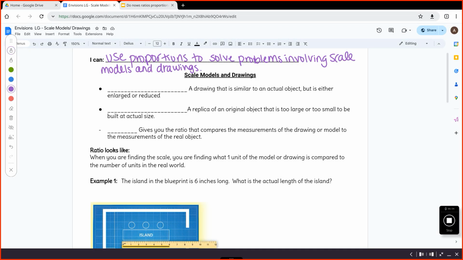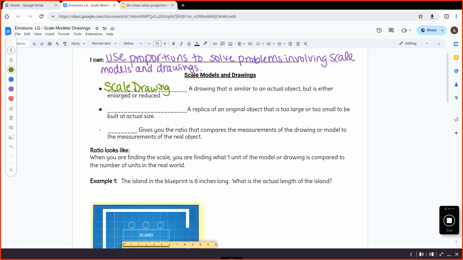In this video we are going to go over how to use proportions to solve problems involving scale models and drawings. So the first thing you need to know is what a scale drawing is. A scale drawing is a drawing that is similar to an actual object but is either enlarged or reduced. For instance, if you use Google Maps, that is a scale drawing. If you see a big billboard, that's also a scale drawing.